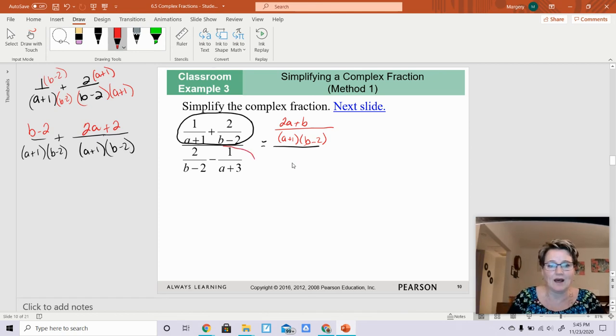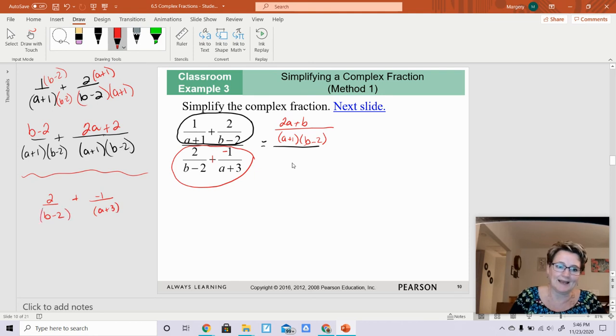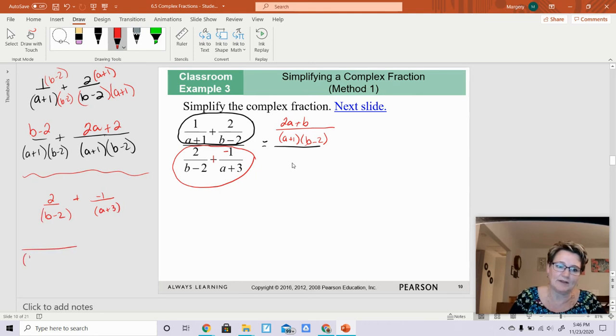Now, with this denominator here, I personally don't like it that it's a subtraction problem, so I'm going to change that to addition, make that its opposite. Now let's do that one. So I have 2b minus 2 plus a negative 1 over a plus 3. So again, you got to have a common denominator. They both have to have a b minus 2. They both have to have an a plus 3.